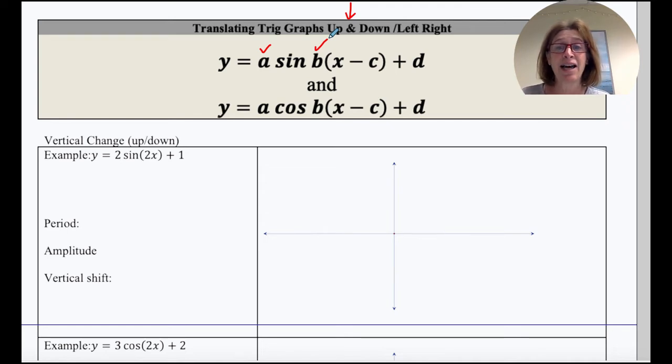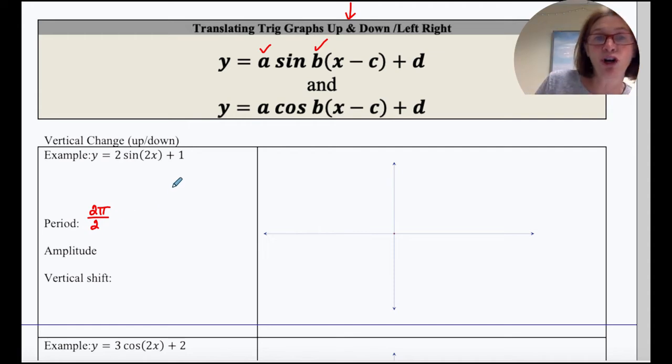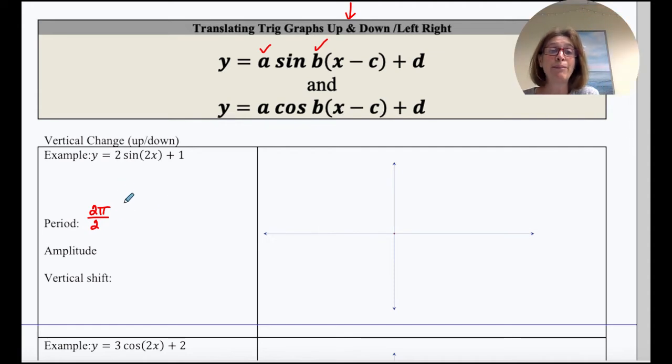Now we're going to look at D. Okay, so we're going to do D first. D is going to shift the graph up and down. All right, so let's look at an example. Here we've got y equals 2 sine 2x plus 1. Okay, so the first thing we want to do is identify our new period. Our new period would be 2 pi divided by the frequency, because that's how many times the graph will occur in 2 pi. It'll happen 2 times, so the new period will be pi.